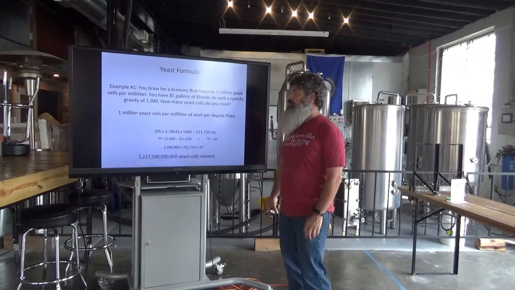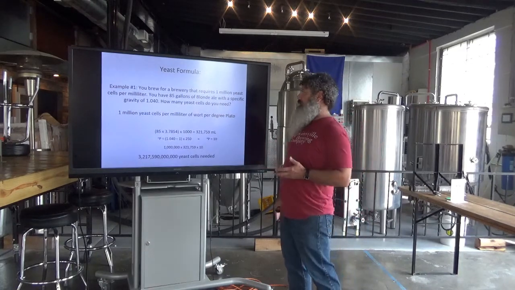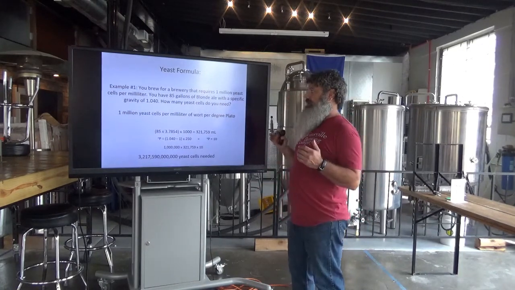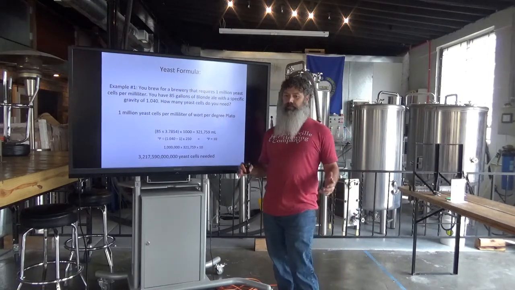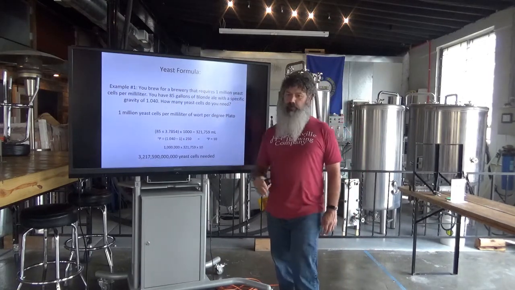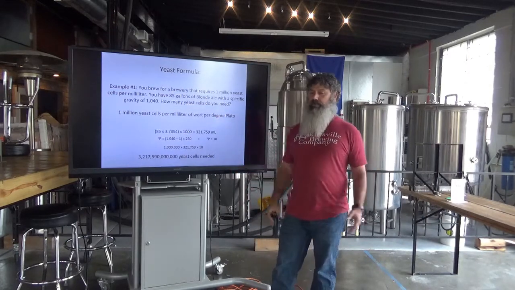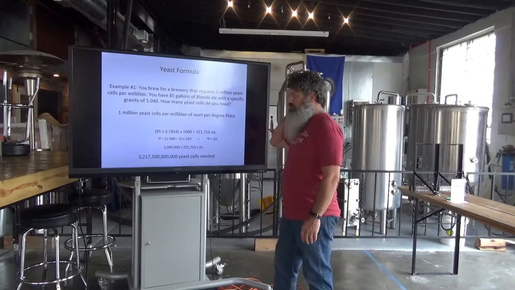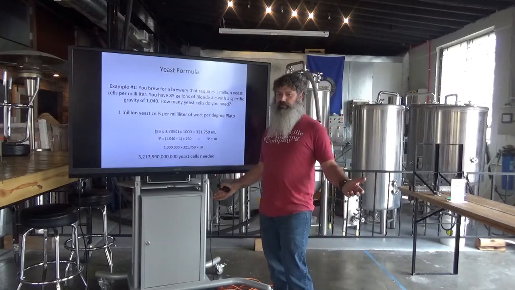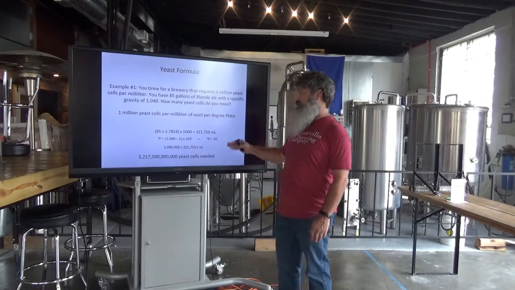Really simple. Okay, so we talked about Plato, we talked about millions of yeast cells, and let's run through an example here. So let's say you're at a brewery, again, that requires 1 million yeast cells per milliliter. We have 85 gallons of blonde ale, like we commonly do here at HBC, and we have a specific gravity of 1040. So how many yeast cells do we need? Okay, we use 1 million yeast cells per milliliter per degree of Plato.